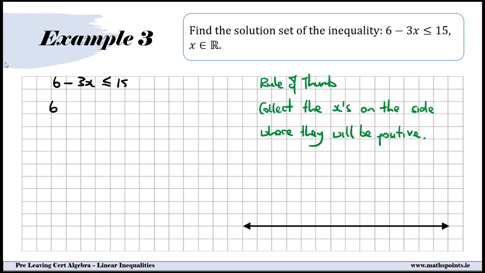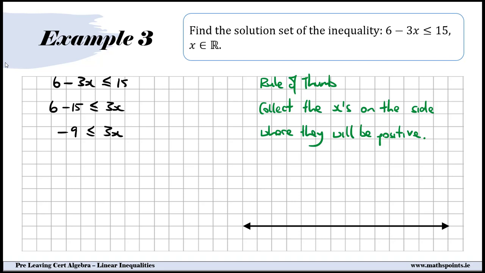To get rid of it from the right hand side I have to subtract 15 from both sides, which means putting a minus 15 on the left hand side. I have a minus 3x on the left hand side, which I'd like to get rid of from the left, so I'm going to add a 3x to both sides, which means that on the right hand side I need to add a 3x. So 6 minus 15 is minus 9, and that's less than or equal to 3x.